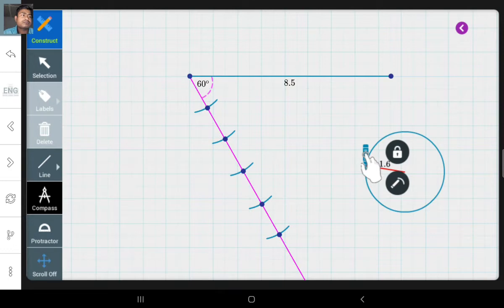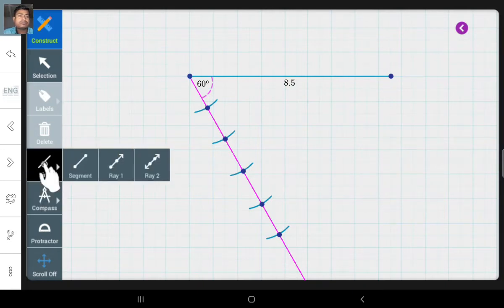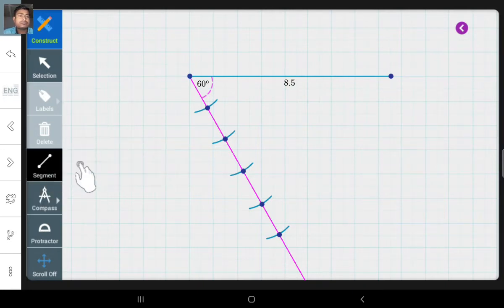Join the fifth point on the ray to the end point of the original line segment to complete a triangle. From the third point, make a ray parallel to the line segment just drawn to complete the triangle.